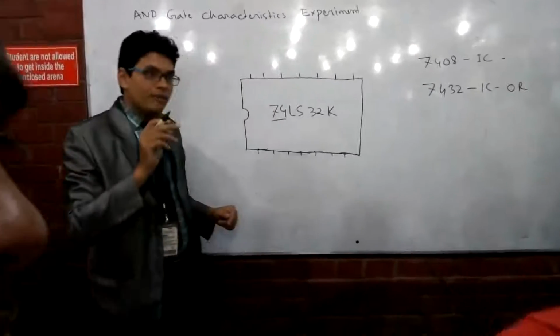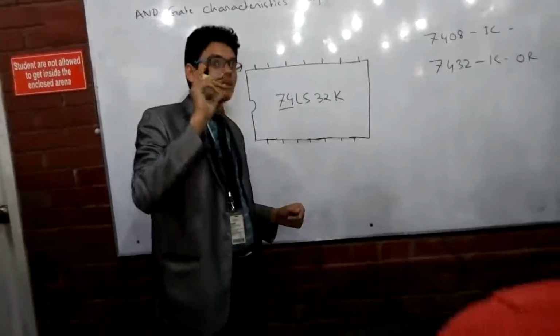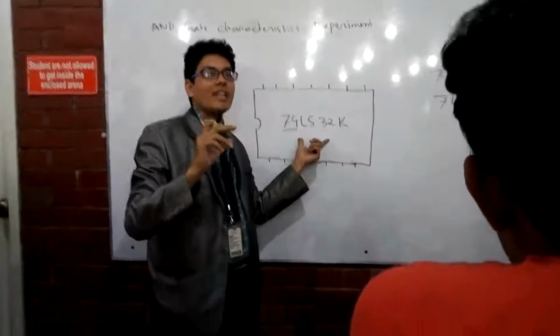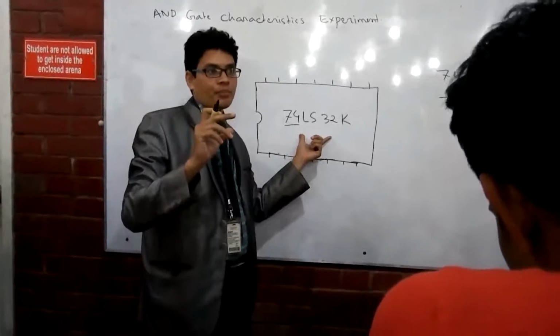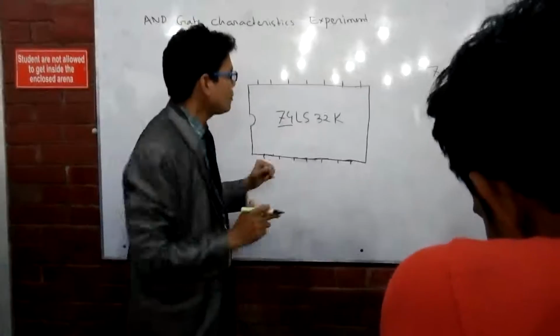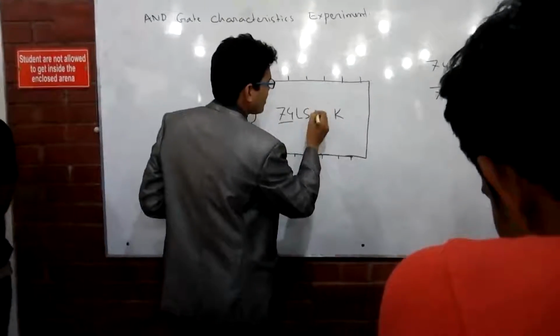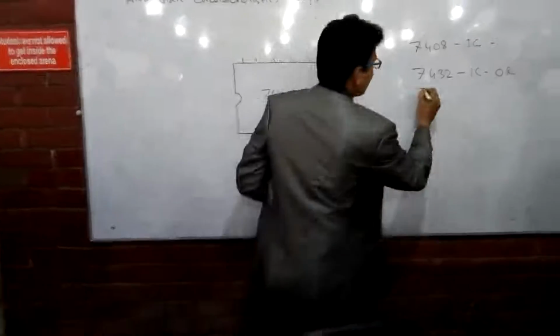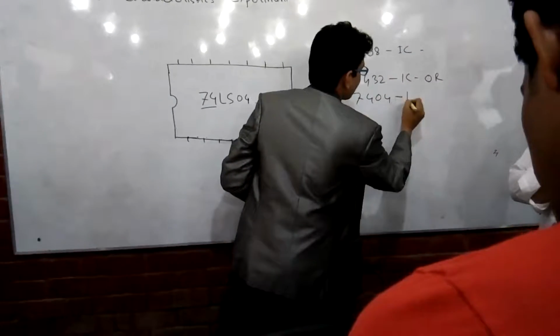Is it the code for OR gate or AND gate? Every IC has got specific numbers. With that number, we exactly find the electrical characteristics of that IC, how it will behave, and what is inside that. And if it is a NOT gate, then it would have been 7404. So 7404 is the NOT gate IC.